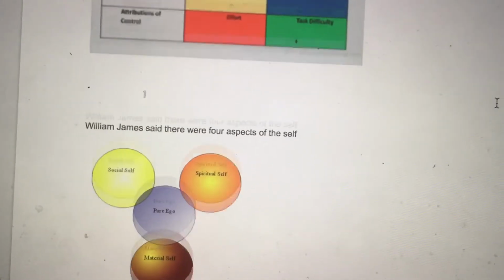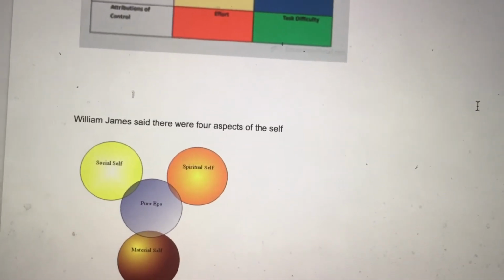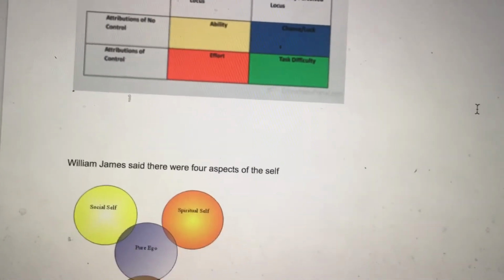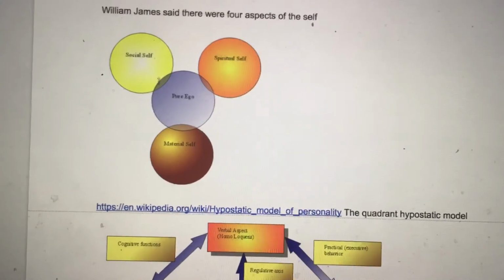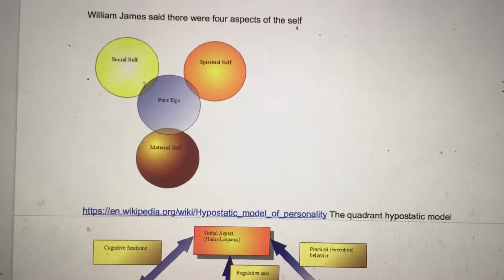William James said that there are 4 aspects of the self. The social self, the pure ego, the material self, and the spiritual self. William James is considered the father of psychology.